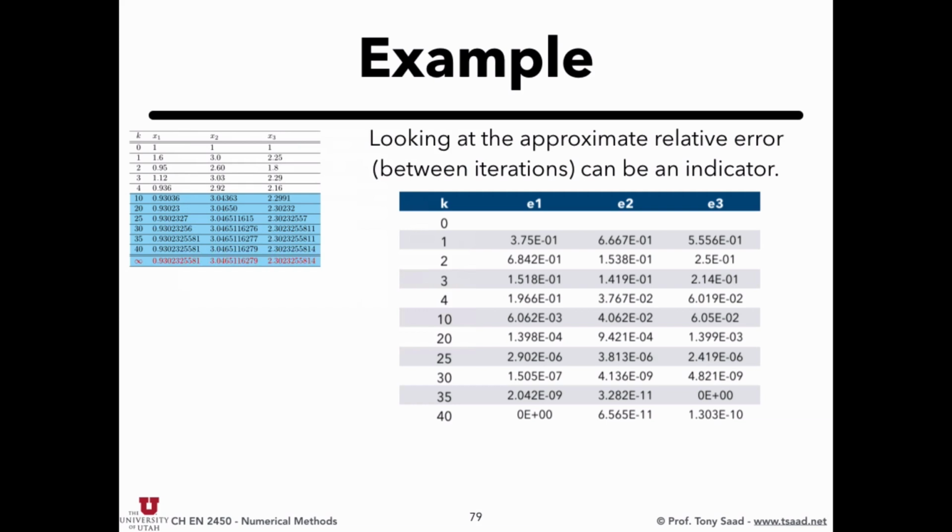The error here was 10 to the minus 1, but the error here was 10 to the minus 2. So obviously, one answer or one unknown is converging faster than the others. So how do we pick something that represents the error across the entire solution? Okay? Do you have any ideas?